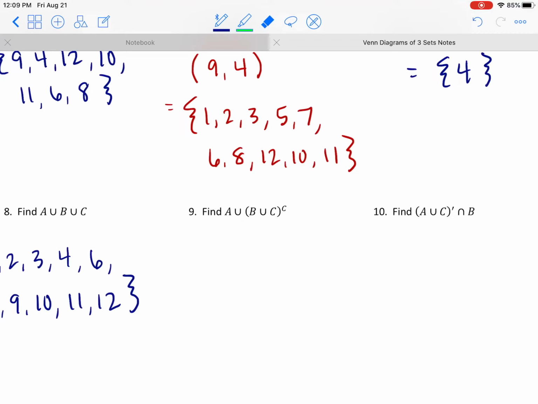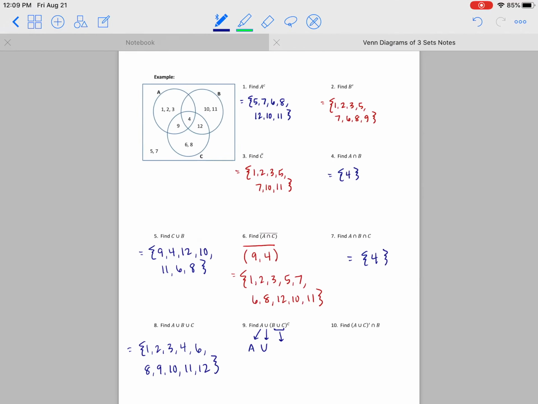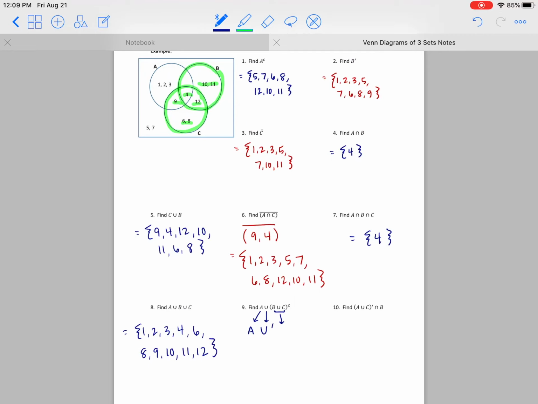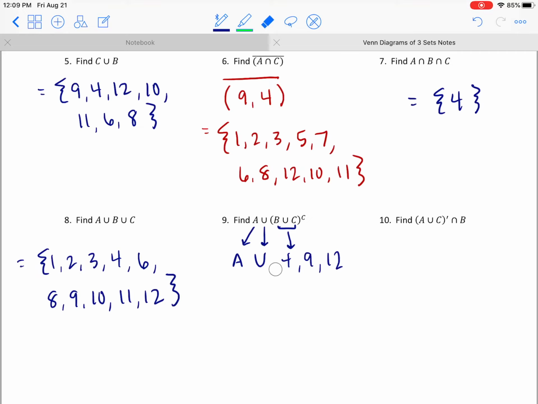So for my first step, I'm going to ignore this A, and I'm going to ignore this union. We're going to come back to that. My first step is to figure out, what do we have going on here? What is in the union of those two sets? So if I was to unite B with C, back to my picture here, then I want 10, 11, 4, 12, 9, 6, and 8. Okay? So we have in there 4, 9, 12. Okay, I need to write this a little bit better here.